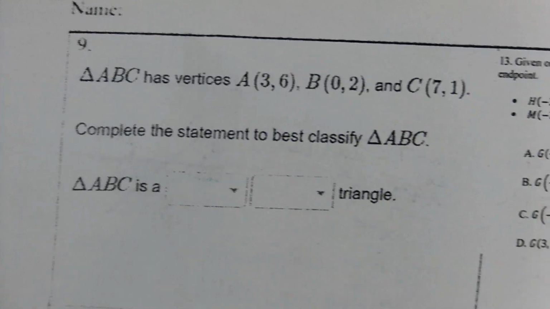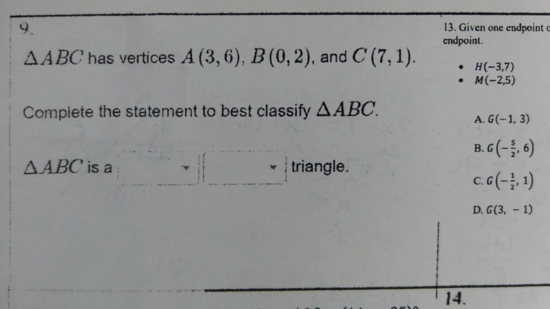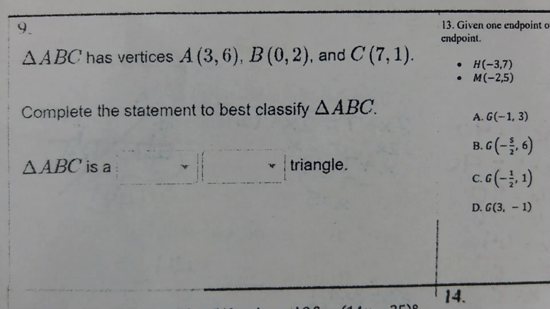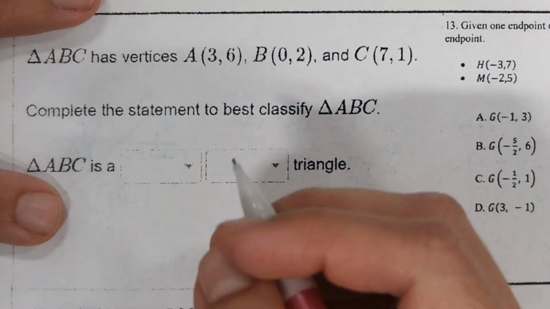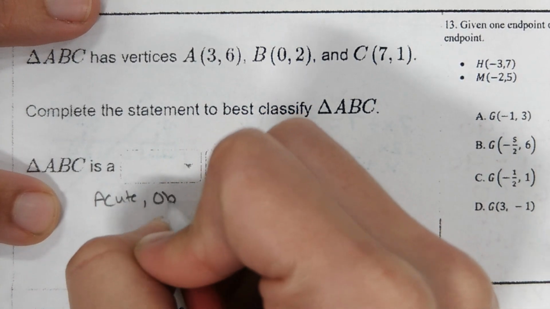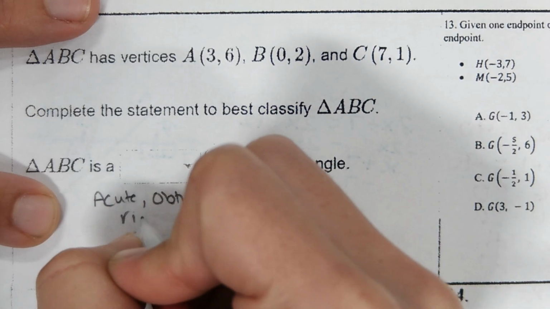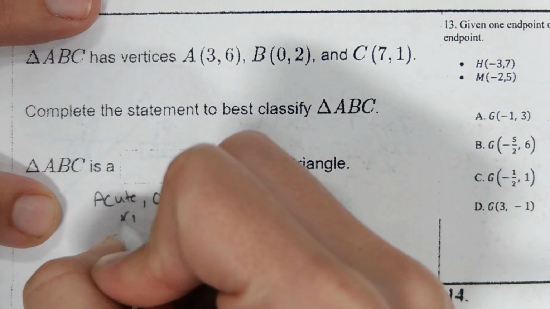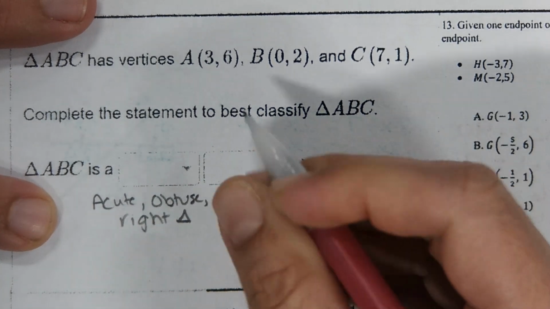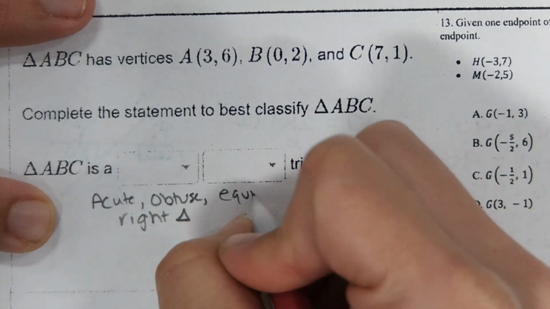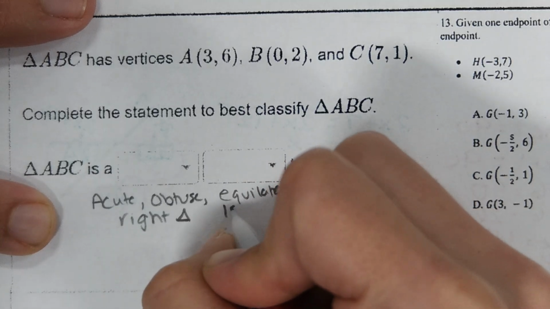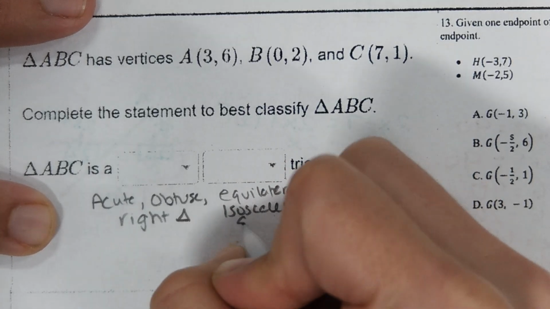Okay, number 9 here, it says triangle ABC has these vertices. Complete the statement to classify triangle ABC. So in these answer choices here, it's like a drop down. Triangle ABC is either acute, obtuse, or right triangle. And then in this drop down, it's equilateral, isosceles, or scalene.